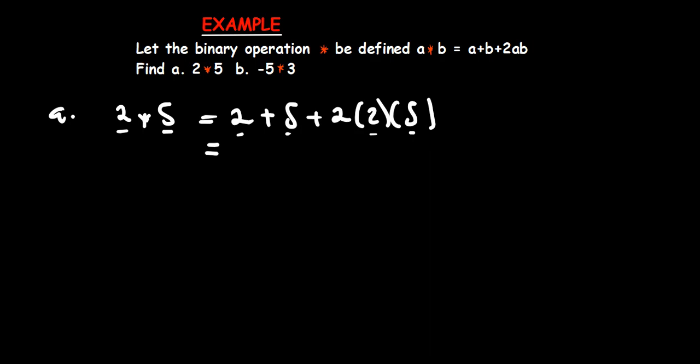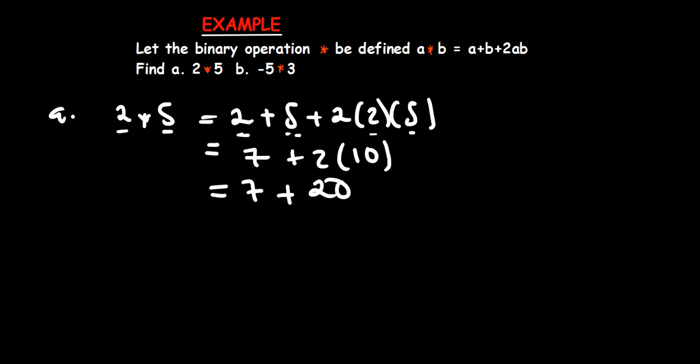So in this case, when I have 2 plus 5, I get 7. You cannot add and multiply at the same time, so you have to perform just a single operation: if you are adding, you add the two numbers, and if you're multiplying, you multiply the two numbers. So this will be plus 2 times 10, because I multiply 2 and 5 to get 10. Then I get 7 plus 20, and adding this, I get 27. This is how I find that question.